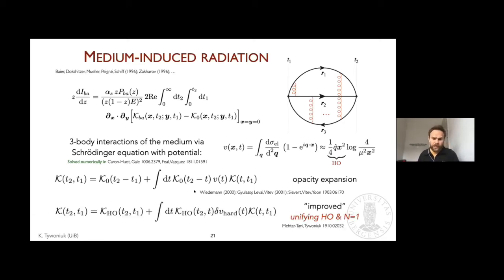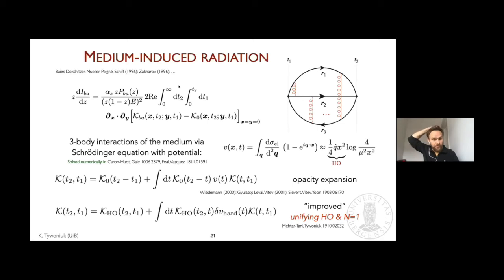In another way, you can do what I wrote here. You can just take this potential and forget about this log, and you have that the potential is x squared. In that case, the evolution equation is a Schrodinger equation for a harmonic oscillator, which has a path integral solution, and you can solve it analytically. That is called the harmonic oscillator approximation, which was mainly employed by Baier, Dokshitzer, Mueller, Peigné, Schiff, and Zakharov, the so-called BDMPS-Z.